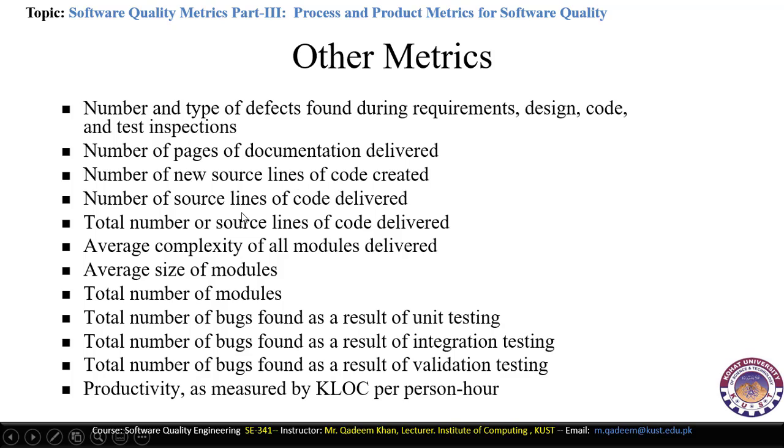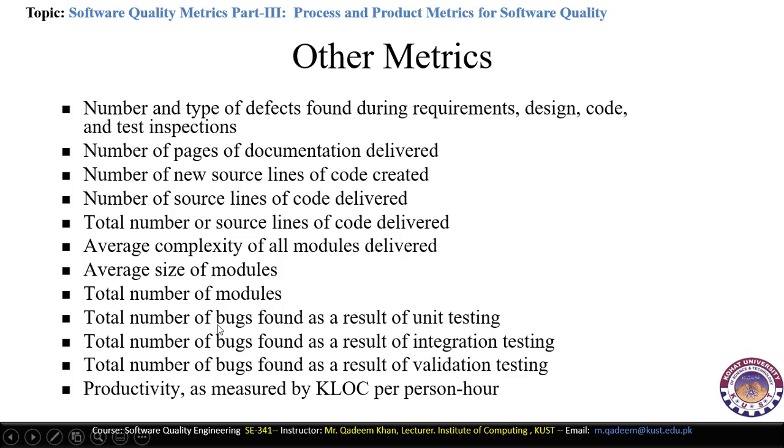Number of source lines of code delivered to the end users, total number of source lines of code delivered, average complexity of all modules delivered. Similarly, average size of the modules. Here, all these metrics count the number of lines of code in the software. Similarly, the total number of modules or units in the software project.